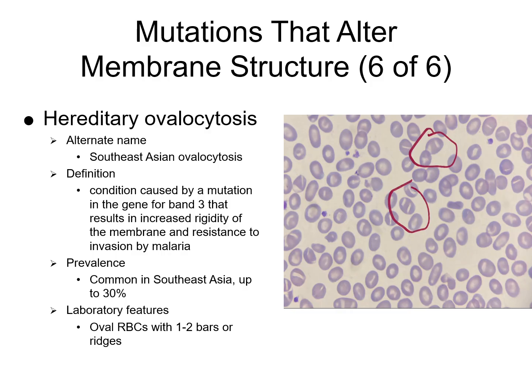In the laboratory, in the peripheral blood smear, we're going to see those oval-shaped red blood cells, or ovalocytes. And just like you think, they are oval in shape instead of the typical round red blood cell. We're also going to see the presence of 1 to 2 bars or ridges across the red blood cell membrane. If you look at the picture, normally the red blood cell has that lighter circle in the middle. These ones actually have a line, 1 or 2 bars across them.